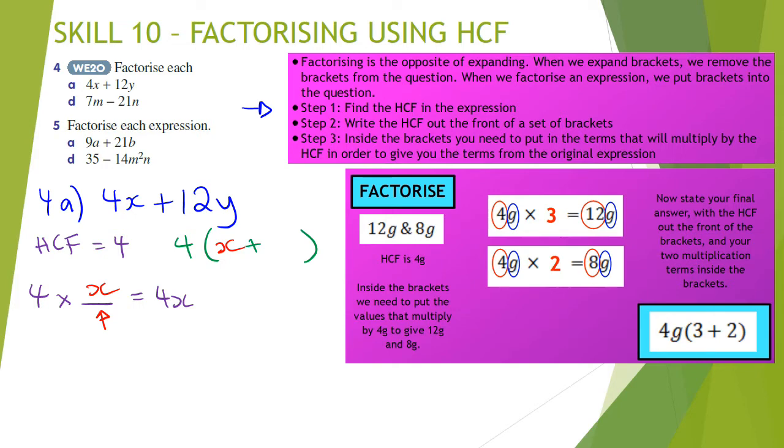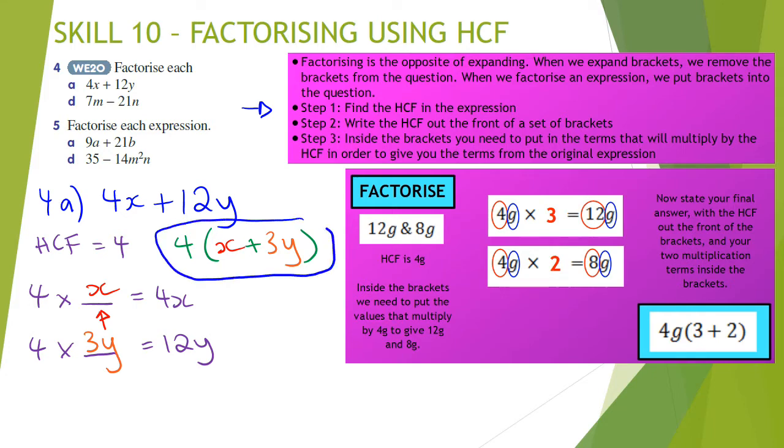The next term that goes inside the brackets is for our 12y term. So 4 times something equals 12y. What would go in there? Well, 4 times 3 gives 12, and then we need y in order to finish with 12y. So our next term inside the brackets is 3y. And this is our answer over here. 4, open bracket, x plus 3y, close bracket.